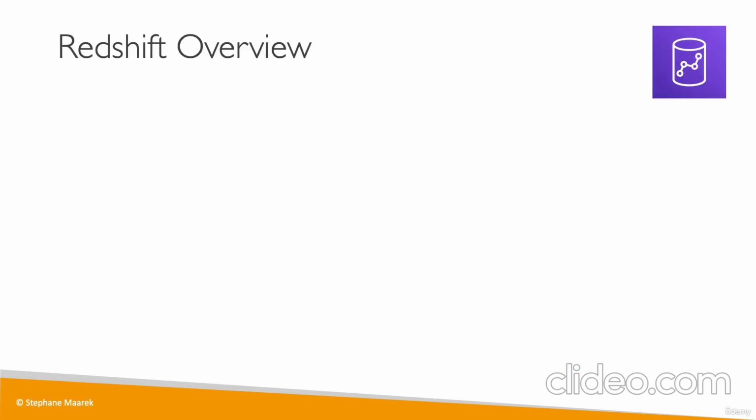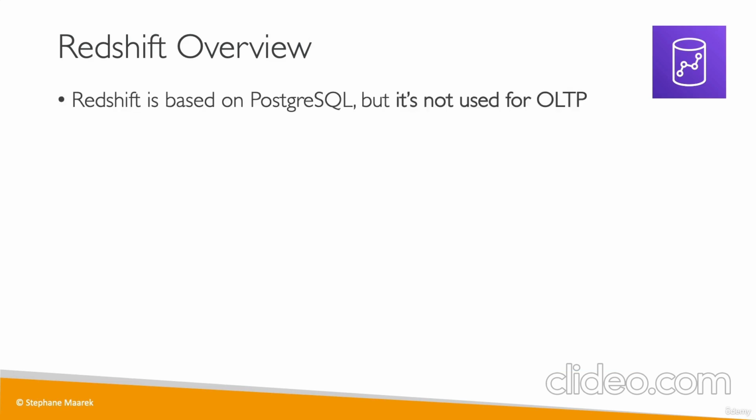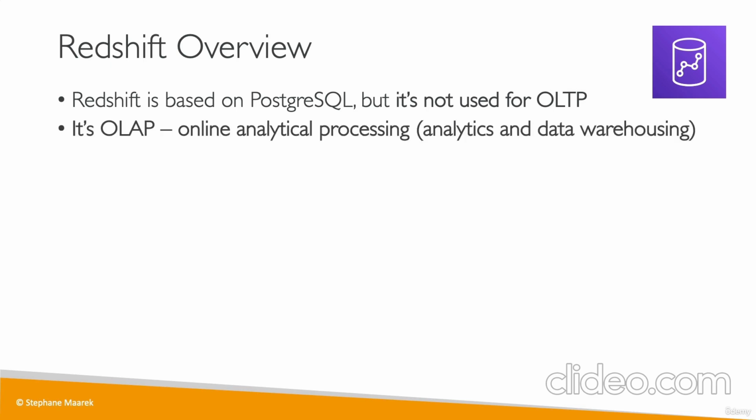Okay, next type of database we have is Redshift. Redshift is a database that is based on PostgreSQL, but it's not used for OLTP. OLTP stands for Online Transaction Processing. That is what RDS was good for. Instead, Redshift is OLAP, or Online Analytical Processing, which is used to do analytics and data warehousing.